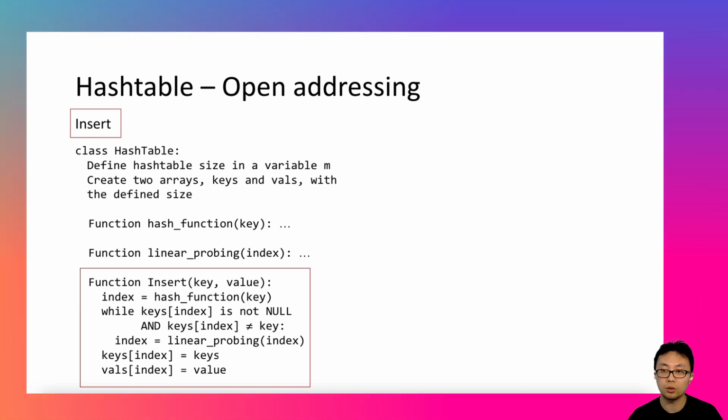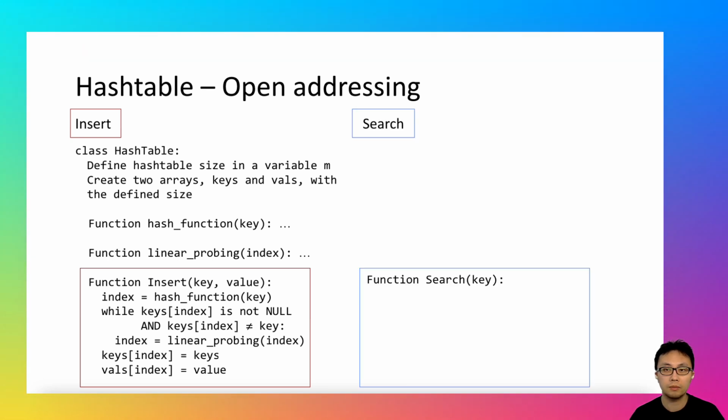The implementation of the insert method only takes a few lines, but it also poses some challenges when it comes to searching for or deleting an element. Because when the element at the index computed by the hash function is not the same as the target, it doesn't necessarily mean the target is not in the hash table. In such a case, you will need to check other indexes computed using the probing function. Let's look at the search method next to see how we would handle such a challenge.